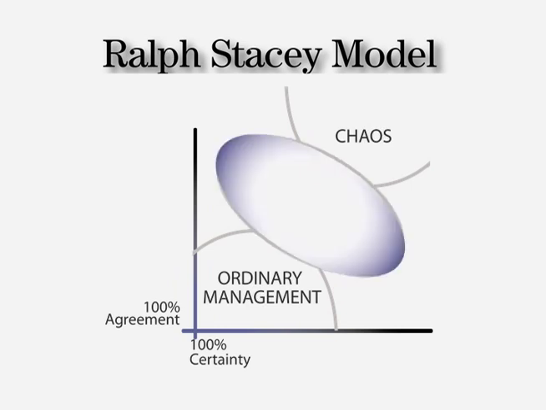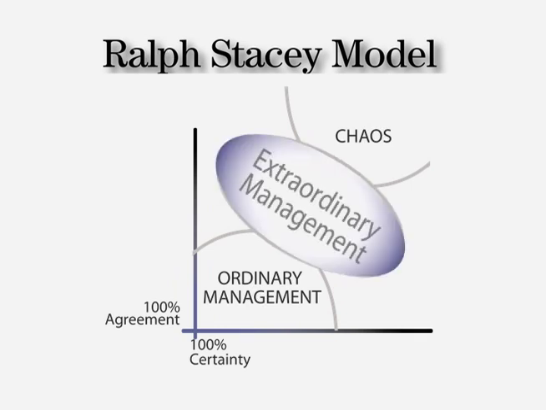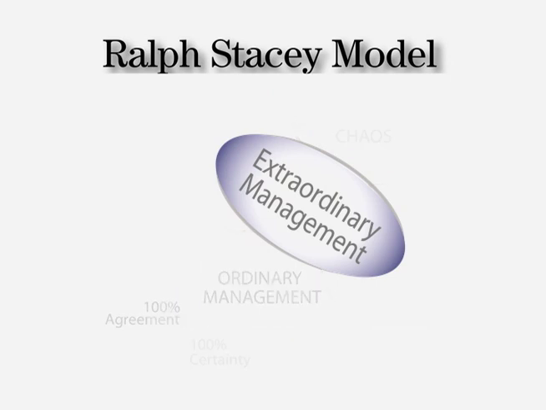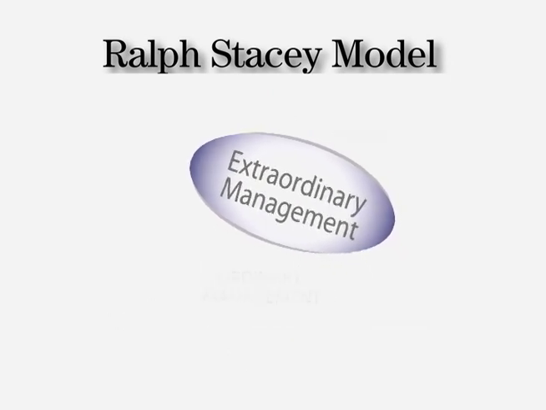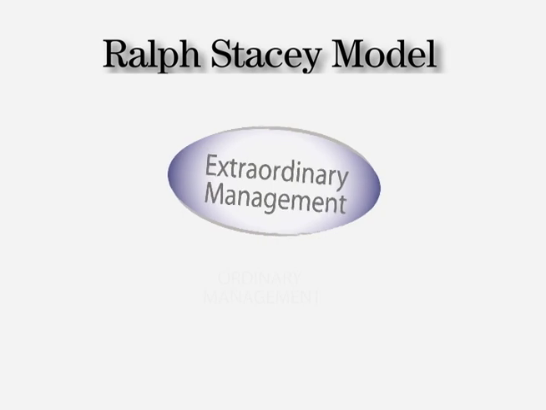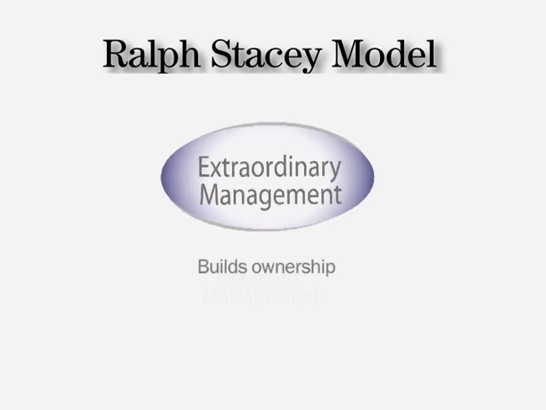In the middle ground is the extraordinary leadership. And that is an area where there's enough certainty and enough agreement. That is where teams of people should work together, because it builds ownership, it builds alignment, and that's where the real juice is.